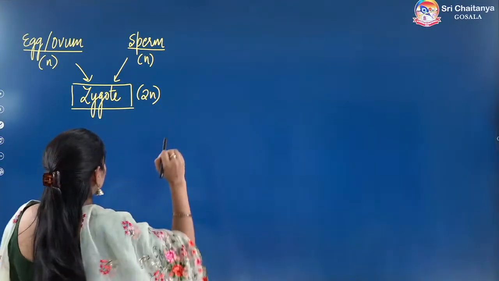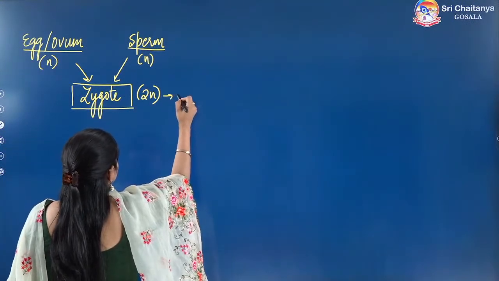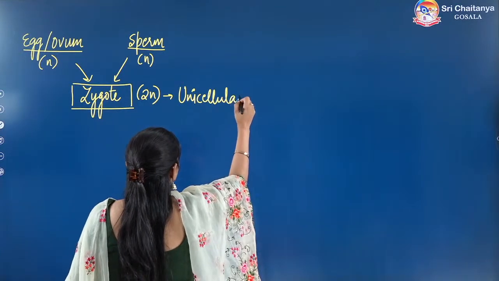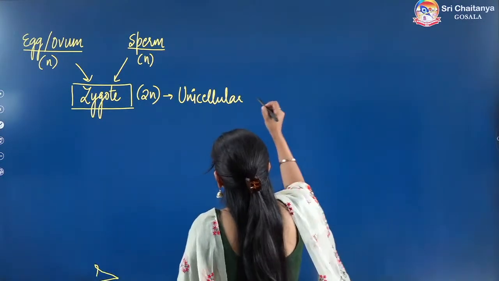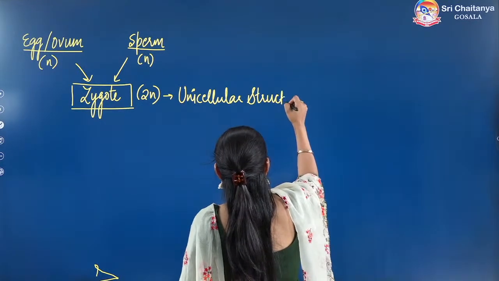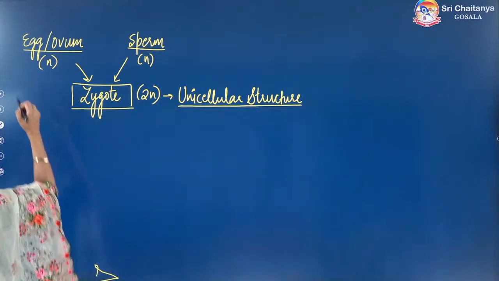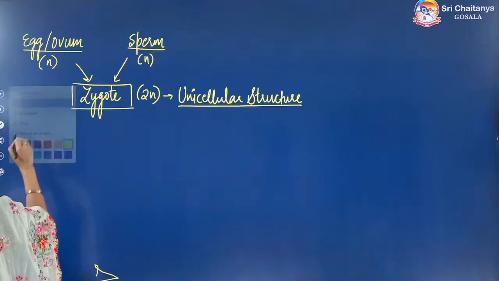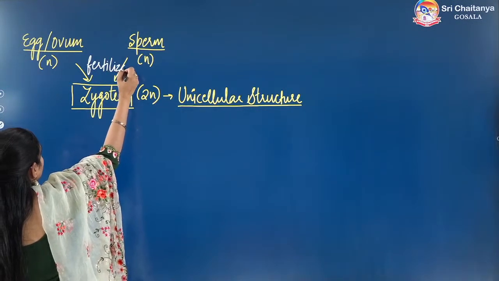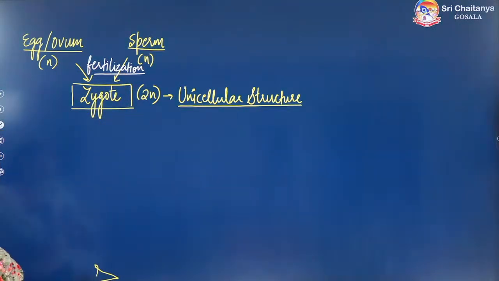Now what is going to happen after this? This zygote is a single cell. It is a unicellular structure, a single cell having 46 chromosomes. The process of formation of zygote is known as fertilization. Due to the process of fertilization, the zygote has formed.